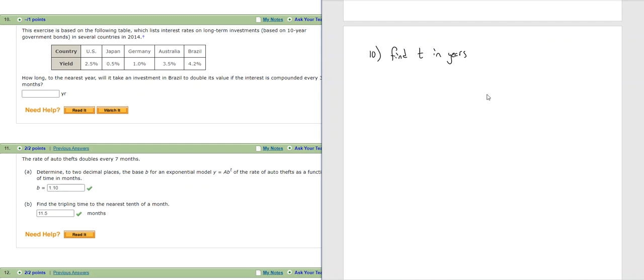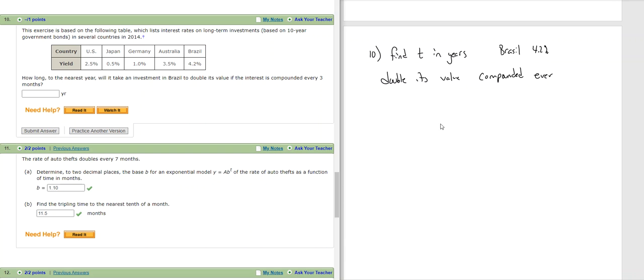If you notice anything produced by Brazil, there's no Z. Brazil is 4.2%. Okay. How long will it take in years, Brazil, to double its value, if it's compounded every 3 months?